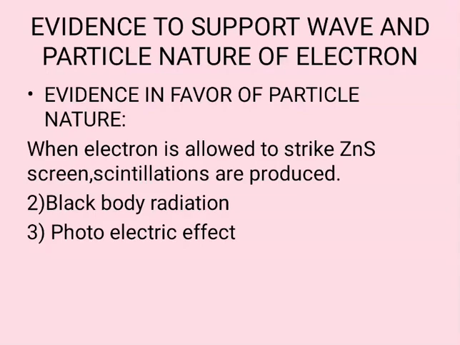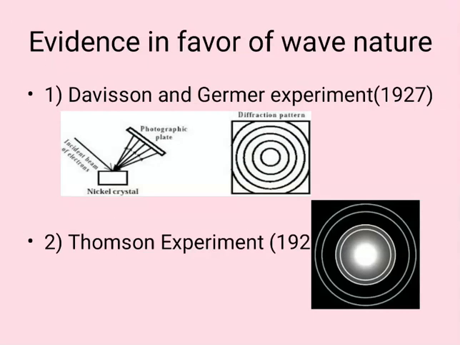Number 2, black body radiations. They also show that electron possesses what type of character? That is the particle-like character. Similarly, the photoelectric effect also supports the particle nature of electrons. Now let us talk about the evidences in favor of wave nature.